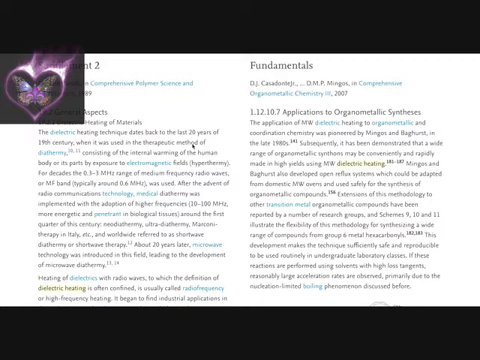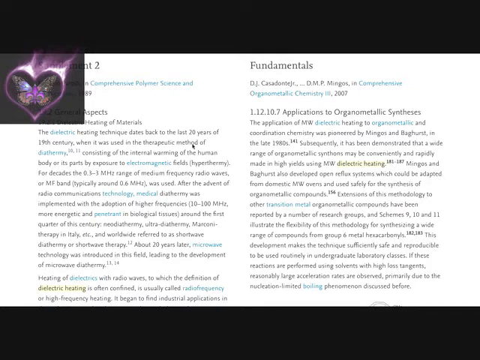After the advent of radio communications technology, medical diathermy was implemented with the adoption of higher frequencies, 10 to 100 megahertz, more energetic and penetrant in biological tissues. Around the first quarter of the century, it was called neodiathermy, ultradiathermy, Marconi therapy in Italy, etc., and worldwide referred to as shortwave diathermy and shortwave therapy.